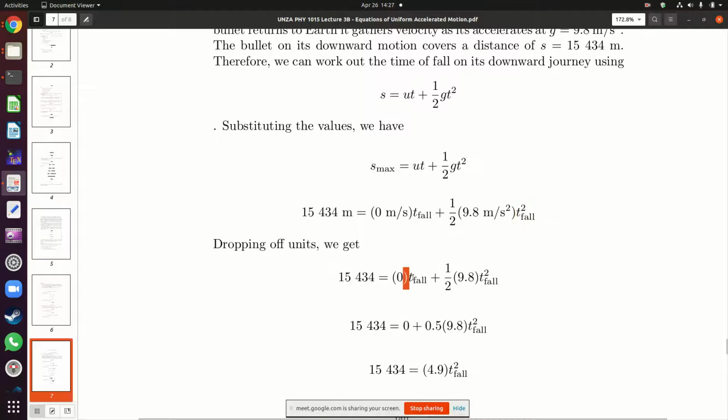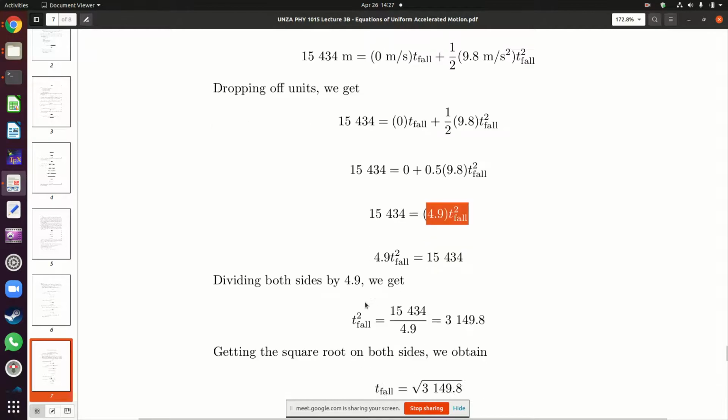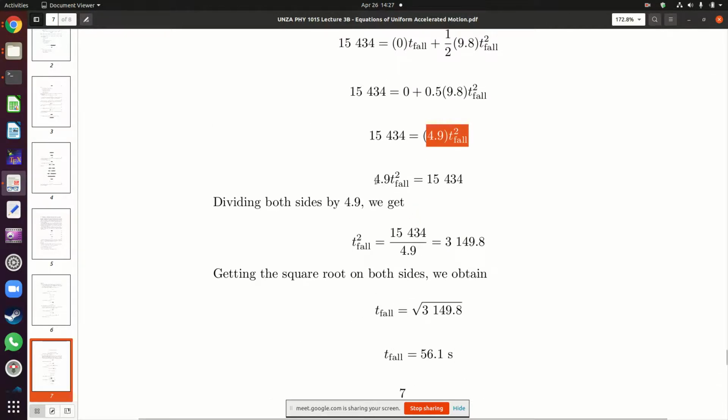The 0 multiplied by T fall gives you 0. So you have 15,434 equals 0 plus 0.5 multiplied by 9.8 multiplied by T fall squared. On this side you get 4.9. So you have 15,434 equals 4.9 multiplied by T fall squared. Take this to the other side: 4.9 T fall squared equals 15,434. Then you divide both sides by 4.9, so you end up with T fall squared equals 15,434 divided by 4.9.